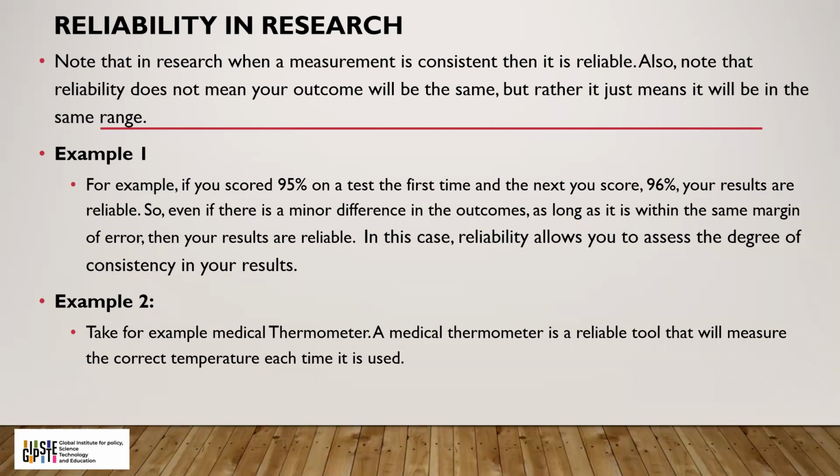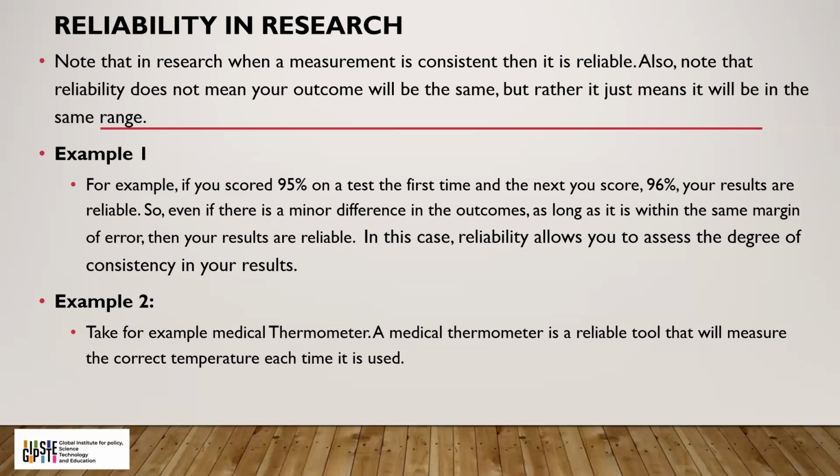Also note that reliability does not mean your outcome will be the same, but rather that it will be in the same range. For example, if you score 95% on a test the first time and next time you score 96%, your results are reliable. Why? Even if there is a minor difference in the outcome, about 1%, that is minor. As long as it is within the same margin of error, then your results are reliable. So in this particular case, it is reliable.